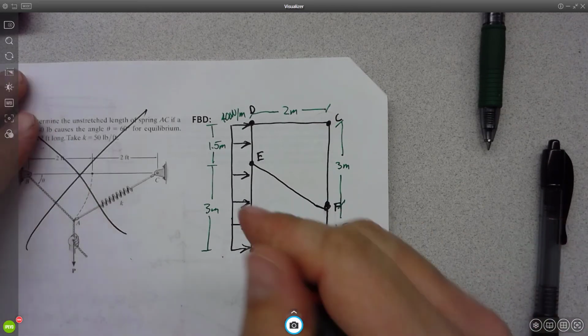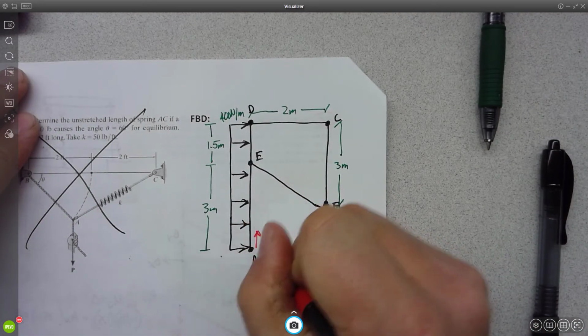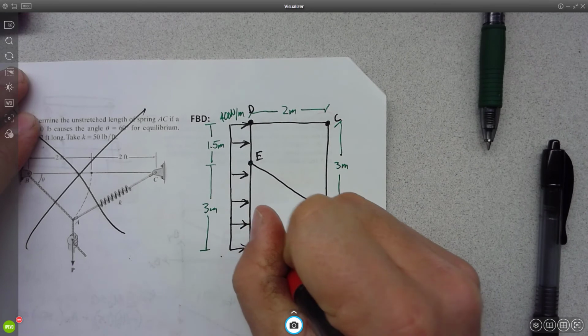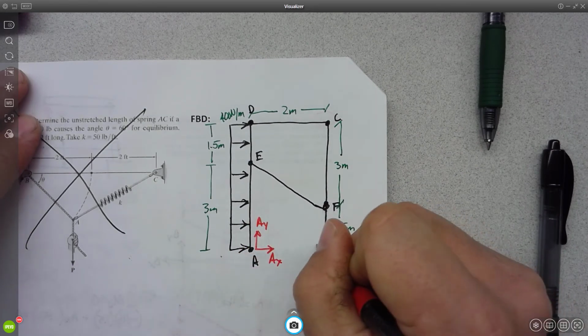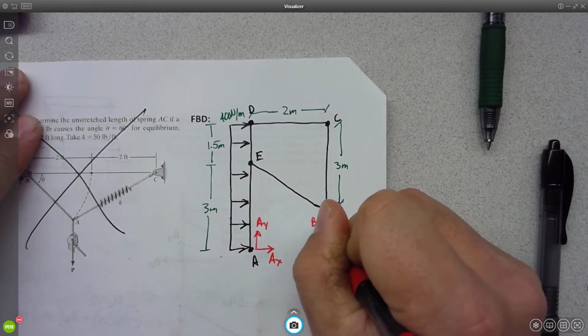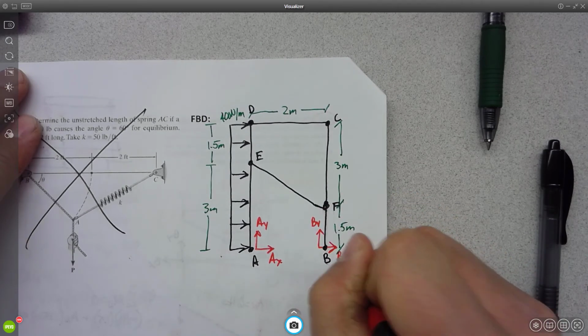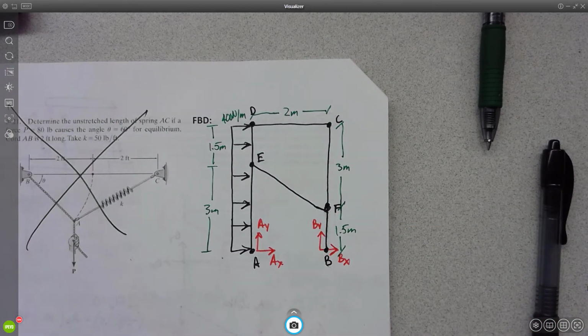Okay, so we're asked to find AY, AX, BY, BX. Can't solve this just easy peasy lemon squeezy, huh? Because these are both pin joints. You know, if this were just a roller or something, we could solve this, but it's not.